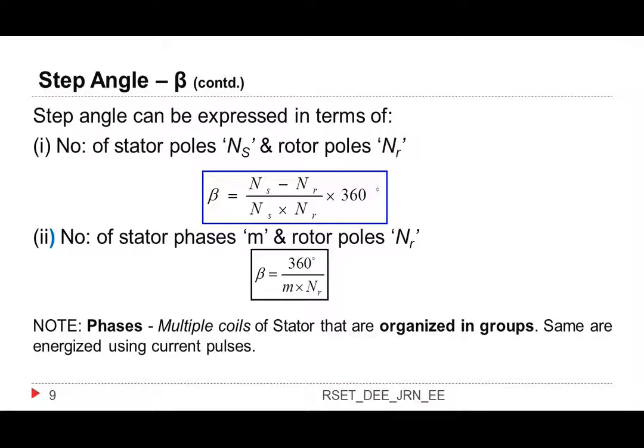Now we'll see the expression for step angle. Actually there are 2 expressions. Based on stator poles and rotor poles, beta, which denotes the step angle, is equal to (Ns minus Nr) divided by (Ns into Nr) into 360. Based on the number of stator phases and rotor poles, beta is equal to 360 divided by (M into Nr), where M stands for the number of stator phases, and we will come across what a stator phase is, and Nr is the number of rotor poles.